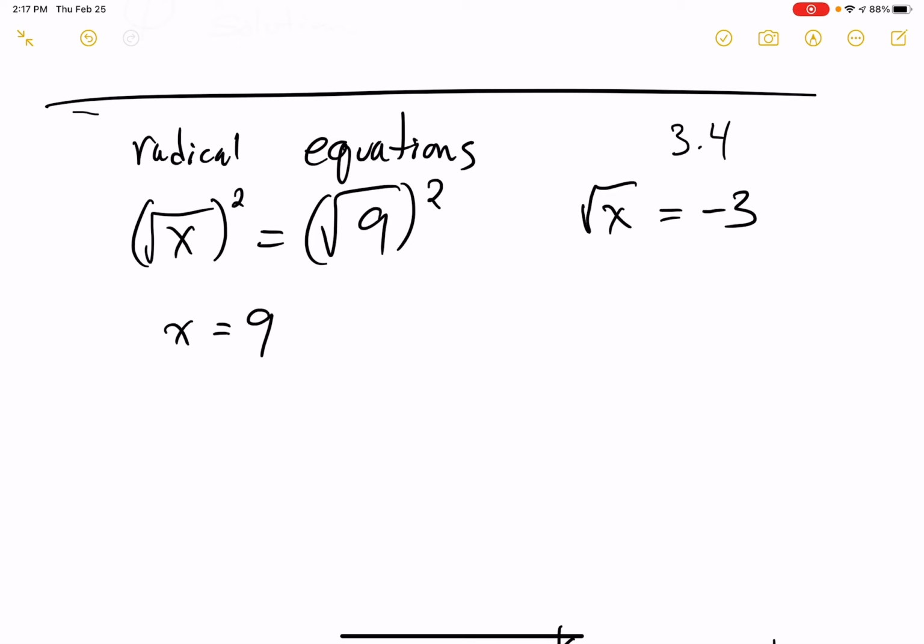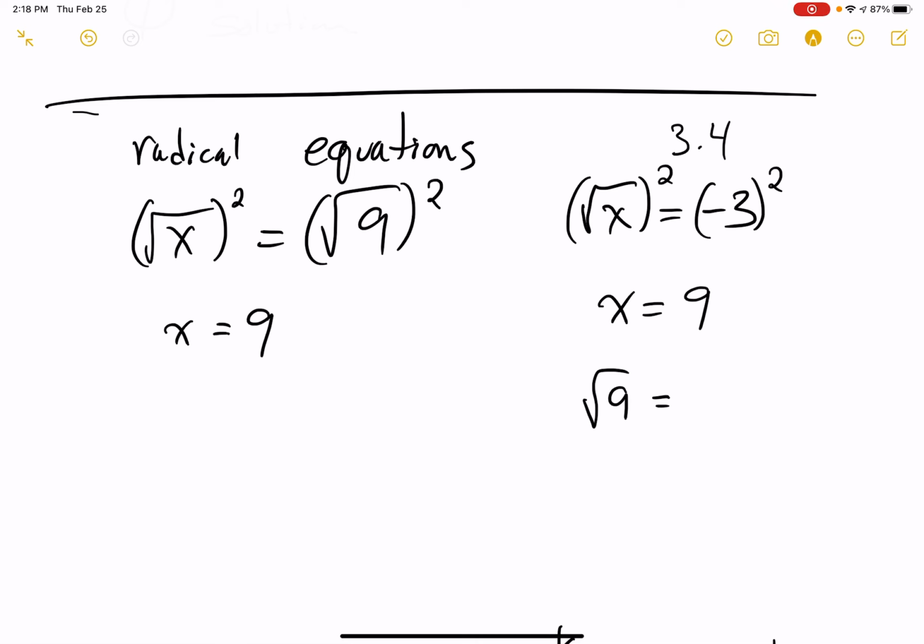However, if we look at this example over here, I get the square root of x is equal to negative 3. Now, first of all, you can't have a square root be a negative number. It's impossible. Okay? But let's say you didn't know that and you wanted to square both sides anyway. It's going to look just fine. You're going to get x is equal to 9, and it's going to look great. You're like, wow, I solved this. It wasn't that hard.